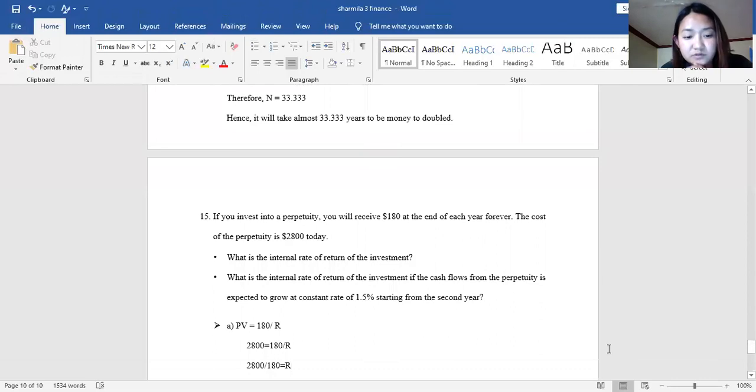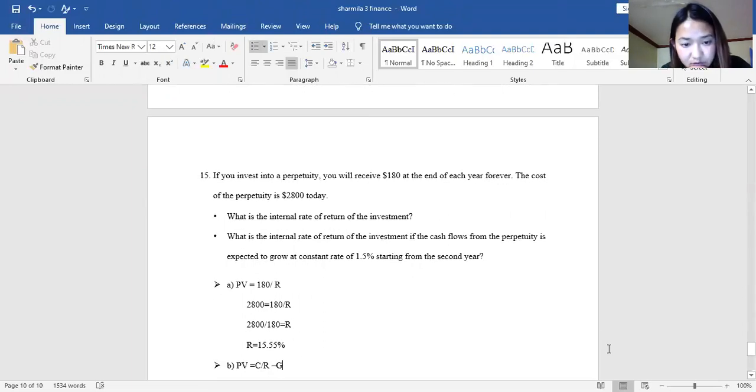So question number 15, if you invest in a perpetuity, you will receive $180 at the end of each year forever. The cost of the perpetuity is $2,800 today. What is the internal rate of return of the investment? Given present value equals 180 divided by R, we have present value 2,800 equals 180 divided by R, so R equals 180 divided by 2,800. So the internal rate of return of the investment is 6.43%.